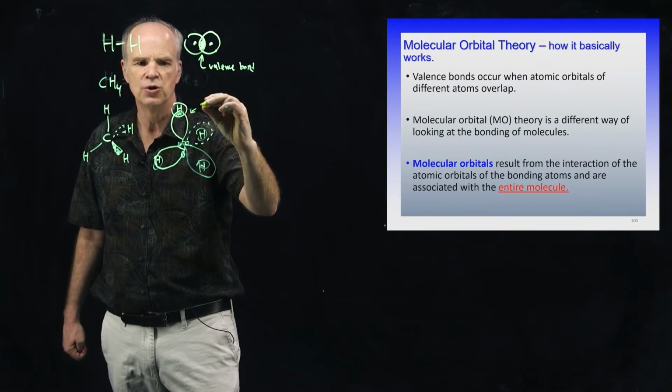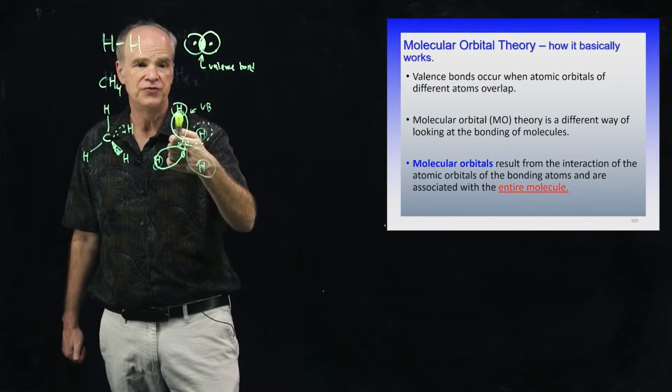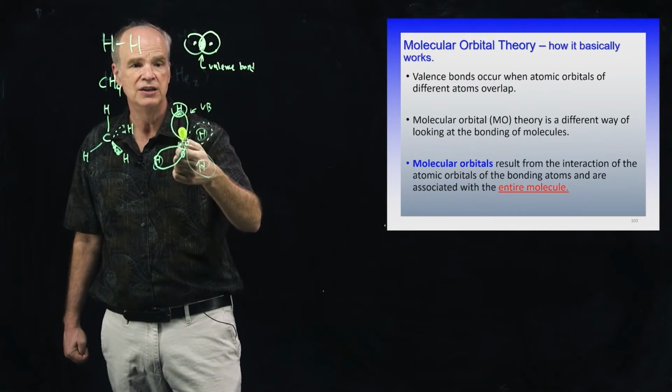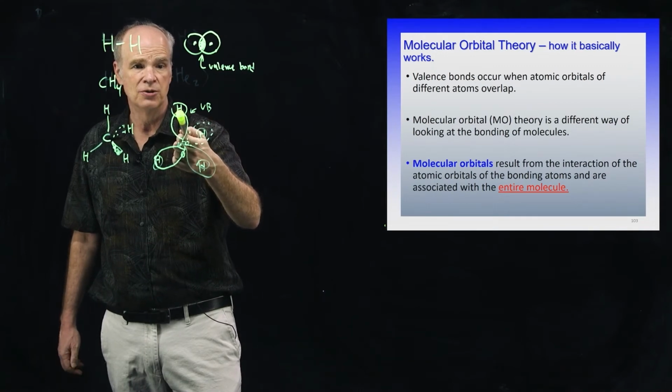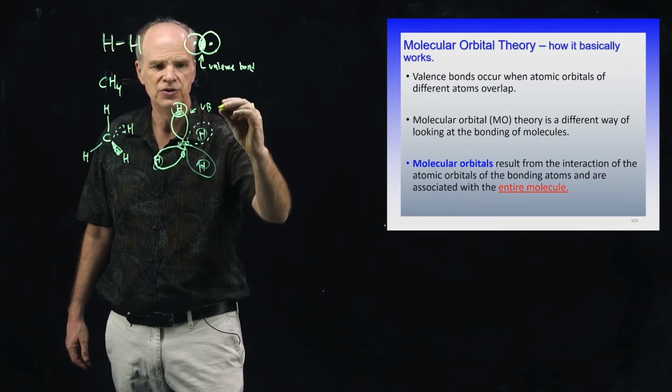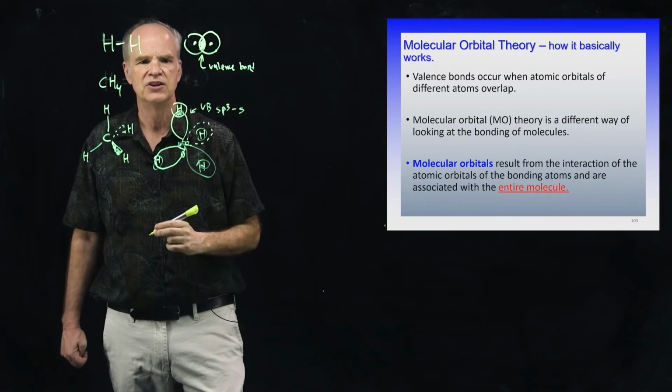This region of overlap between the sp3 orbital and the 1s orbital of hydrogen is where you form the valence bond. So we can say that the valence bond that forms between the sp3 orbital of carbon and the 1s orbital of hydrogen can be called an sp3s valence bond.